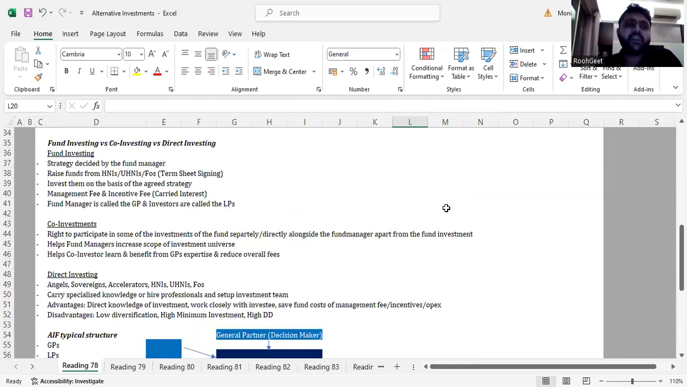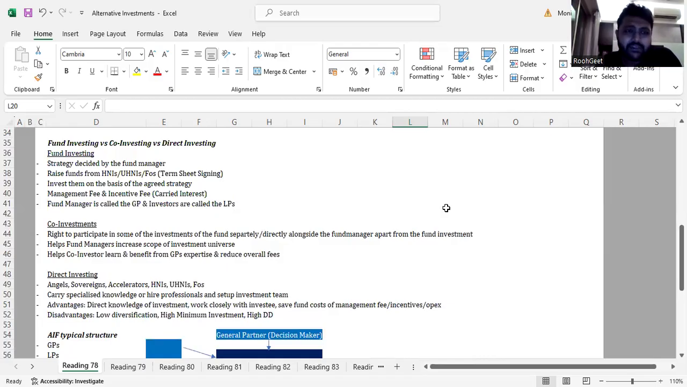Yeah. So next, fund investing, co-investing, direct investing. These are the routes of investing into alternative investments, right? There are three ways. One is fund investing. I already explained you what a fund is, right? Fund manager is there. They raise funds from HNIs, ultra HNIs, FOs. They sign term sheets with them, right? What are the terms at which they are investing? It prescribes everything that आपको आपका पैसा इतने साल में ऐसे आ सकता है, ये है वो है. The responsibilities of the fund manager, the responsibilities of an investor, legalities, percentage, the fee structure, management fee, incentive fee, how will it flow, and everything is written there.